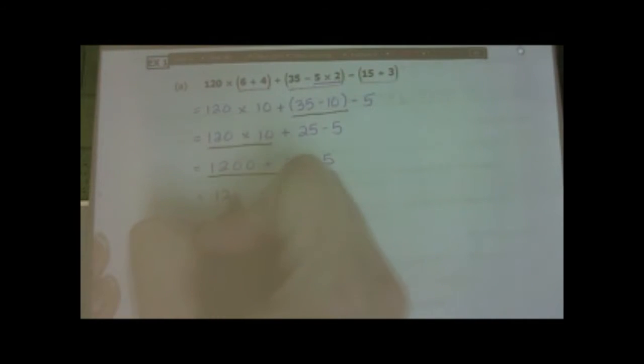So here's what I'm going to do first. This is going to give me 1225 minus 5, which finally gives me 1220.